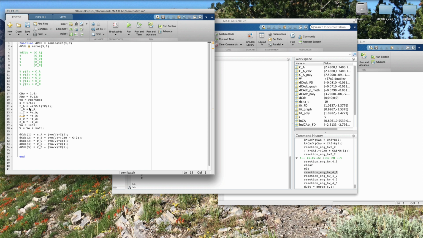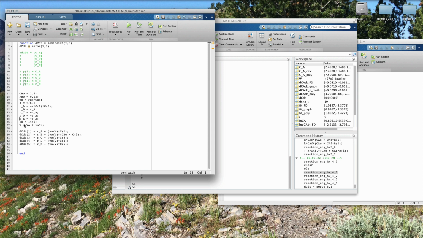And then I put in my rate loss for each one, so I know that RA is equal to minus K C1 C2. And I can't remember if that was given. I think I just assumed an elementary rate law. And then using stoichiometry, I know that RB is equal to RA, RC is equal to minus RA, RD is equal to minus RA, and RE is equal to minus RA.